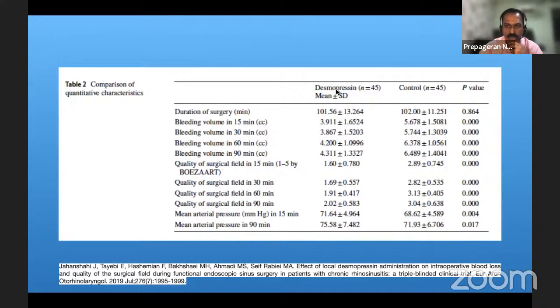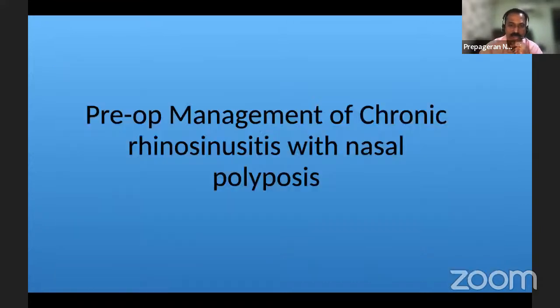This is the control, this is desmopressin, and you can see the reduction in the amount of blood loss: 15 minutes, 3.9 compared to 5.6; 30 minutes, 3.8, 5.7. And look at the quality of the visual field as well. So there is evidence at the moment to show that desmopressin actually does decrease the bleeding if used intranasally as well.